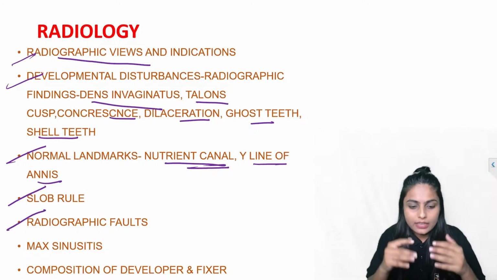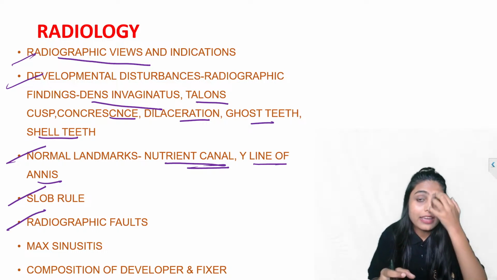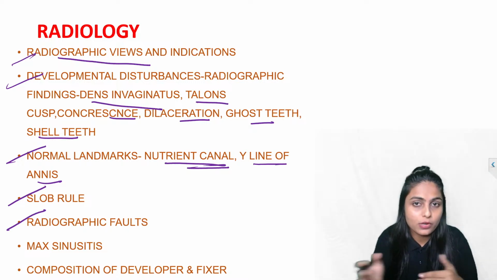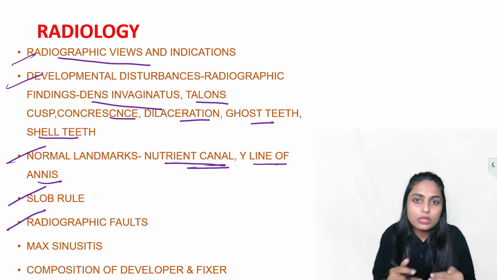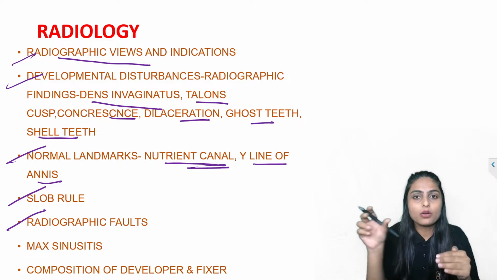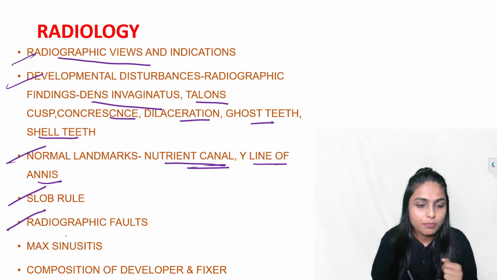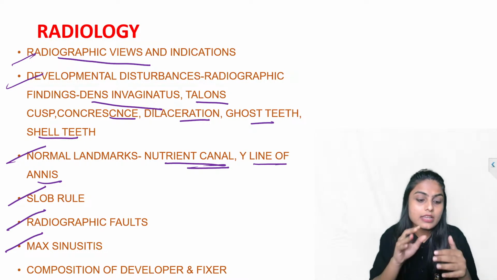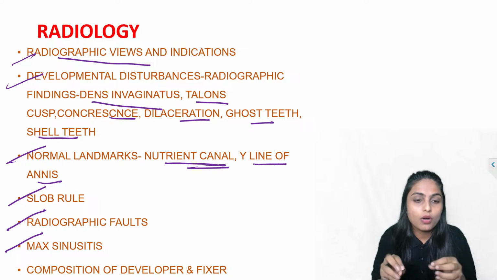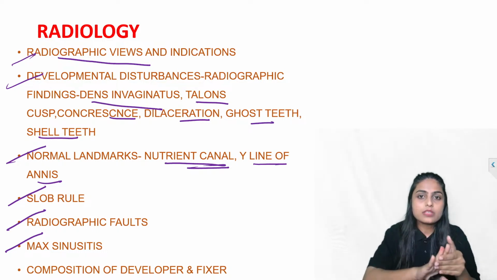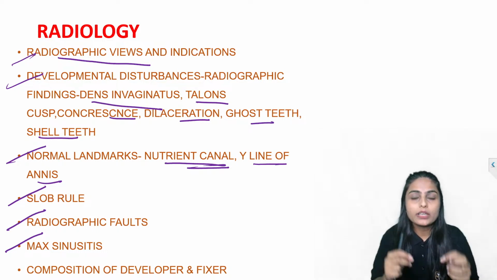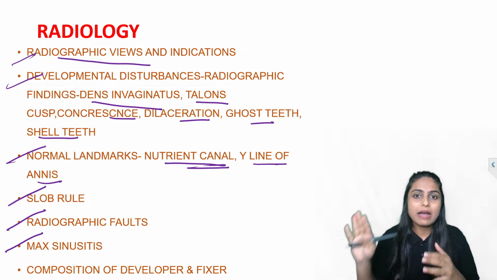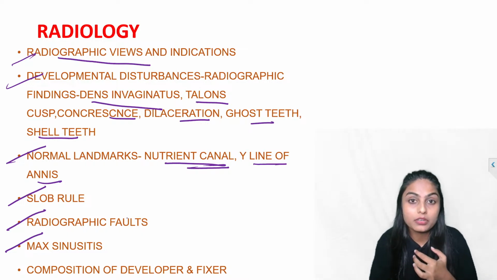Radiographic faults. While taking a radiograph, the technical faults or errors you make, and the processing errors you make, give us radiographic faults. These faults are also important, and how they appear on the radiograph. Maxillary sinusitis: how does it appear radiographically, and what is the indicated radiograph for seeing the maxillary sinus? That is also very important.